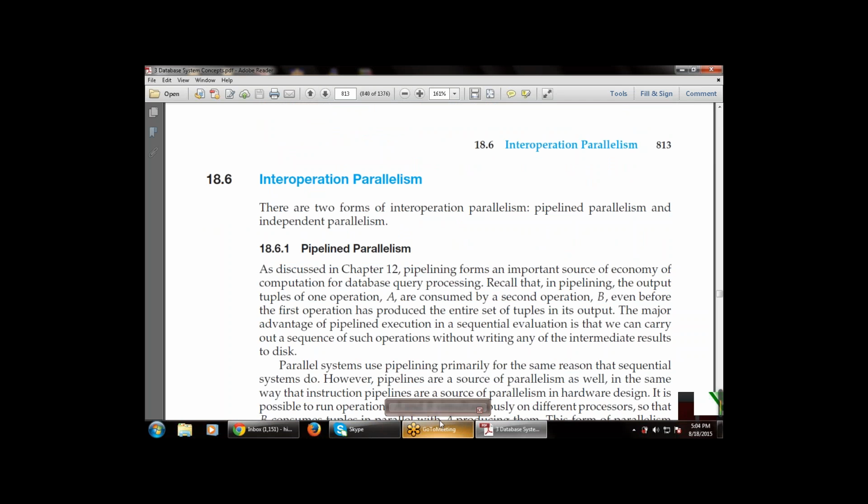Let's take a break right now, then move to this topic, that is, intra or inter-operation parallelism. So let's take a break right now. So, we are back from the break. Now let's start the session again.